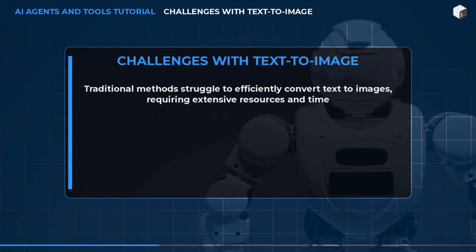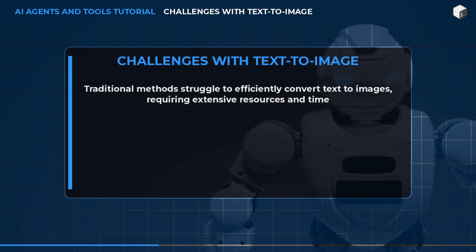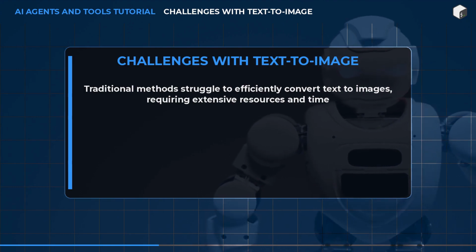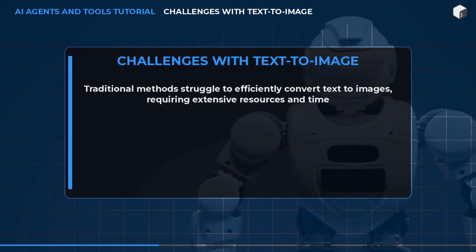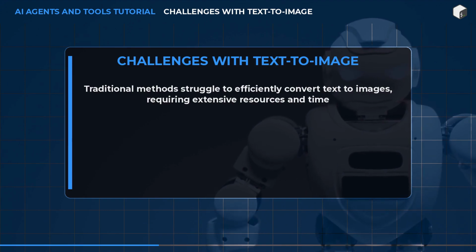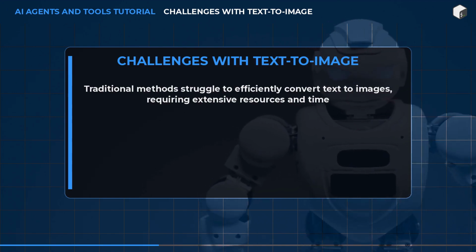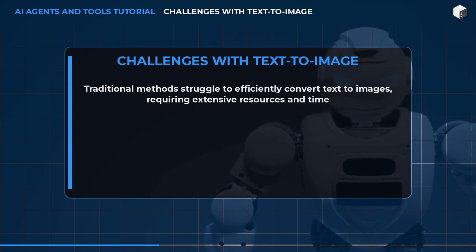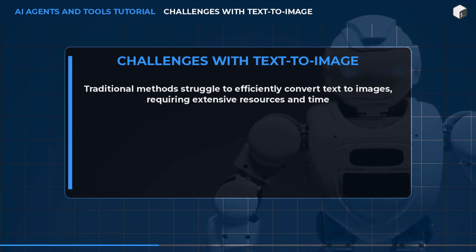Now that we've set the stage for DALL-E 3, let's delve into the challenges of creating high-quality images from text descriptions using traditional methods. Conventional approaches often demand significant time and resource investment, yet may still fall short in achieving the desired detail and accuracy. These methods typically require manual input and refinement, making the process inefficient for large-scale or complex image generation tasks. This is where DALL-E 3 truly shines, offering an automated and precise solution.